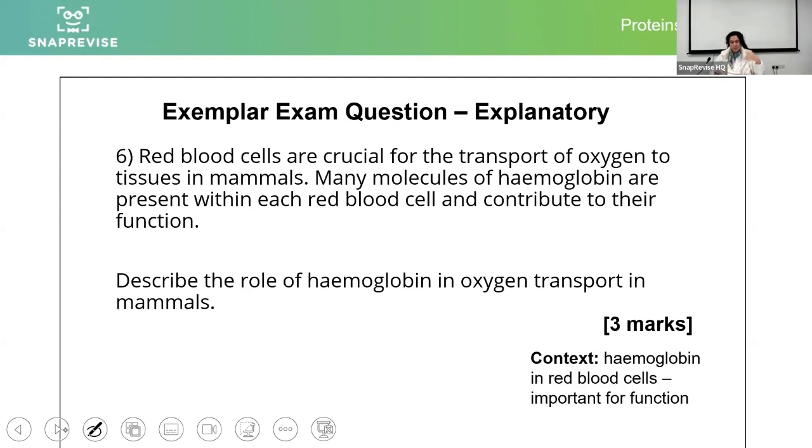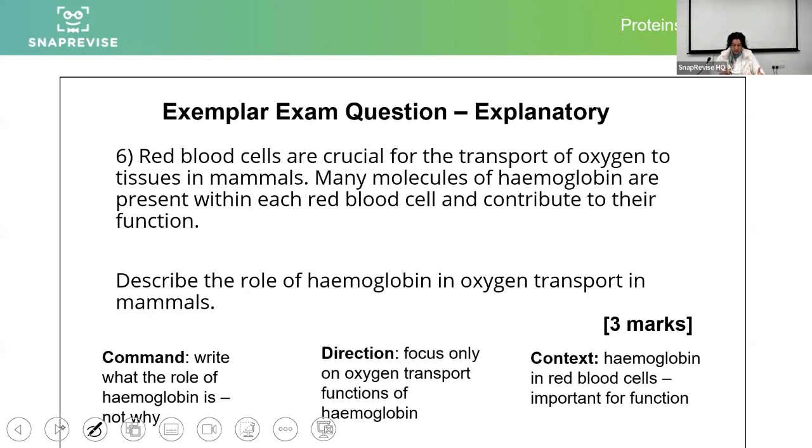What is my context? Hemoglobin in red blood cells and the fact that it's important for cell function. What is my command? To write out the role of hemoglobin. No why. And what is my direction? Only focusing on the oxygen transport functions of hemoglobin.